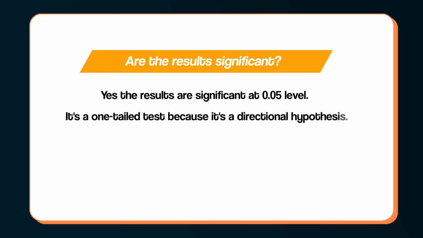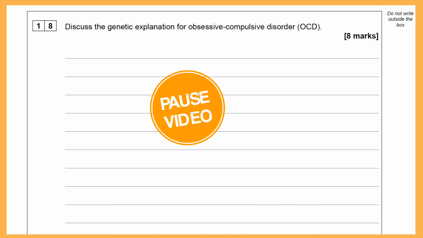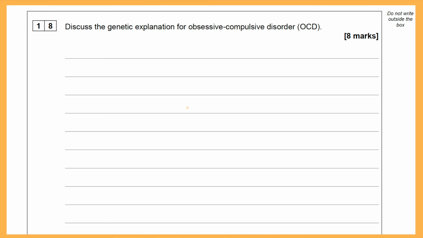It's a 1-tailed test because it's a directional hypothesis, and DF equals 18 because n equals 20 minus 2. So the calculated value of 0.42 is greater than the critical value of 0.378. This brings us to the last question. Question 18 says, discuss the genetic explanation for OCD.